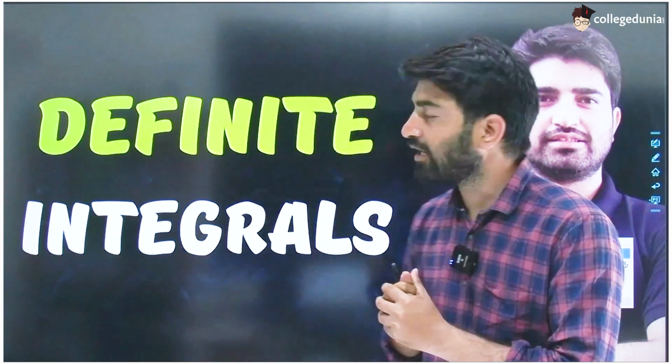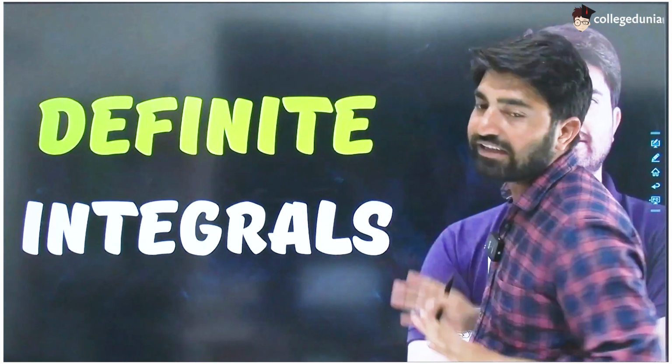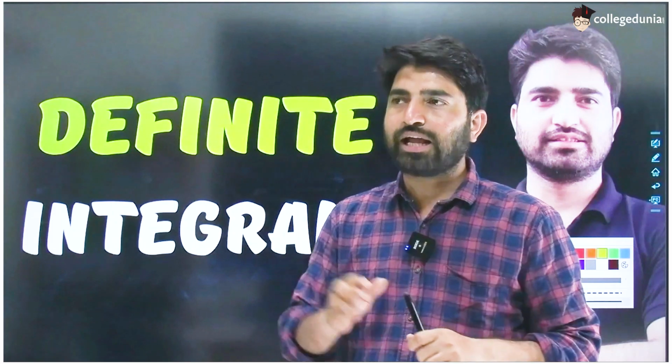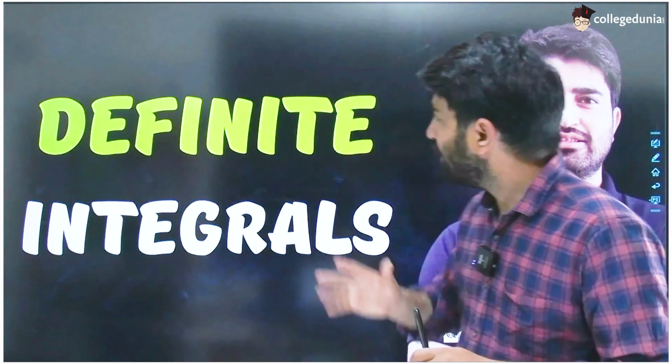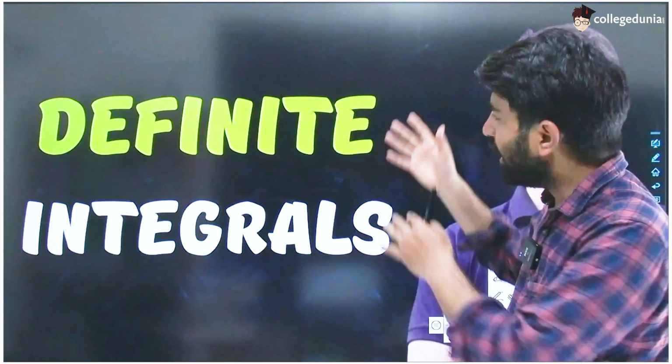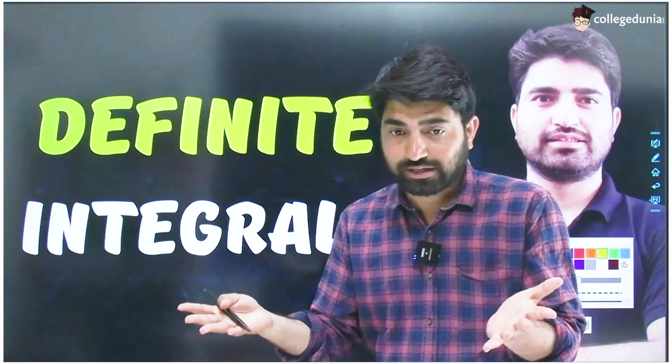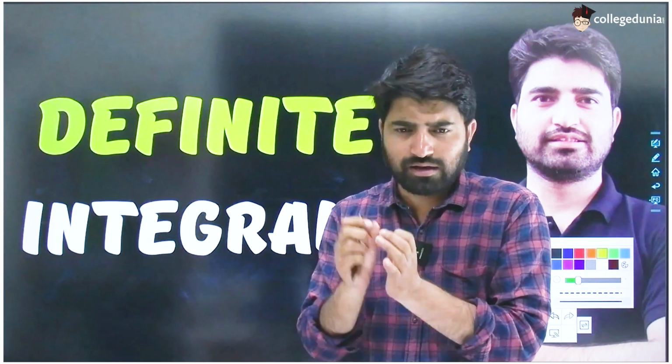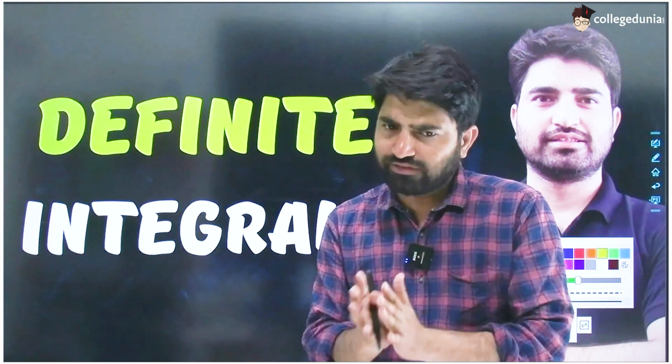In this video we are going to start definite integrals. We all know that there are two types of integration. The first one is indefinite integration, which represents the antiderivative of a function, right? And the second one is the definite integral, and this represents the area under the curve. Sir, what does it mean? I'm going to explain this later in this video, right?